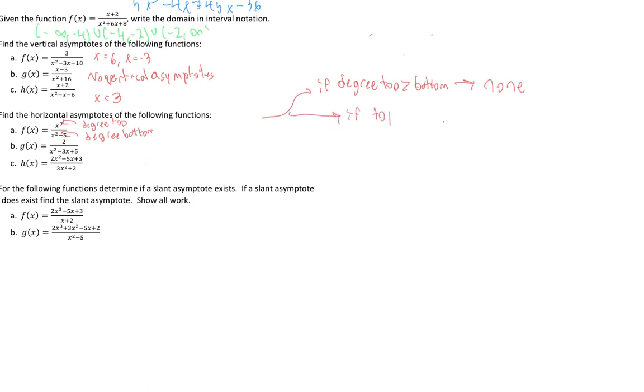If, I'll just say top and bottom, but I mean their degree, are equal, then we divide leading coefficients, and I'll explain that one when we get to it, because we're going to see one of each of these. And if top is less than the bottom, meaning the bottom has a bigger degree, it's always y equals 0. So I'm going to use that. In this case, our degree on the top is 3, our degree on the bottom is 2. Because the top one is bigger than the bottom one, we'll have no horizontal asymptote.